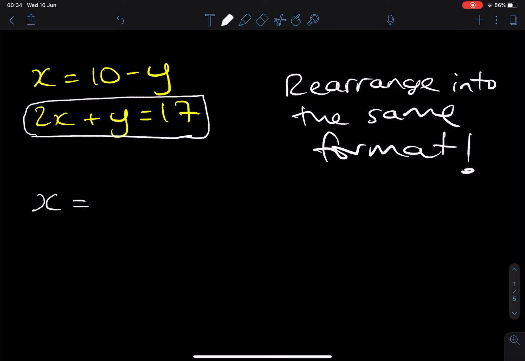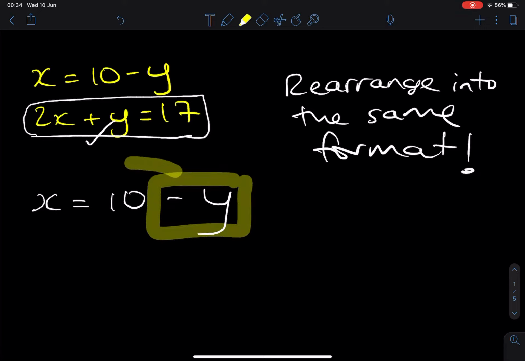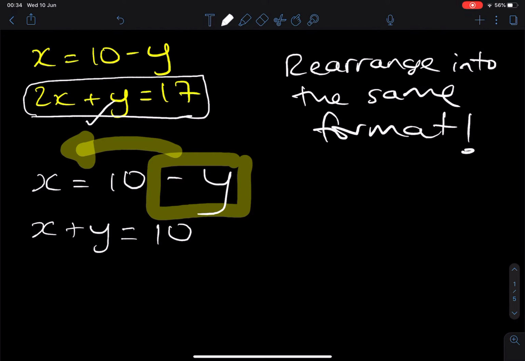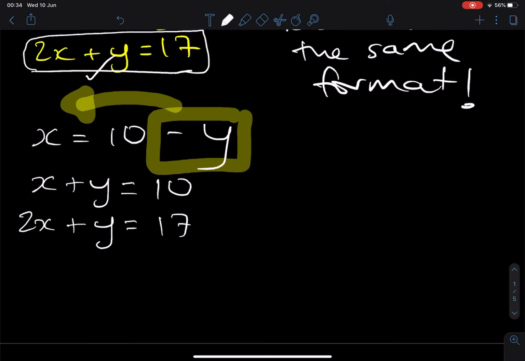So if I'm looking at x is equal to 10 minus y, if I want to make it into this format over here, what I want to do is move this over to the other side, and I do that by following the rules that I would do for a normal equation when I'm trying to solve it. I would do the inverse. So instead of minus y, I'm going to do positive y. So x plus y is equal to 10 stays the same, and these are both exactly the same, just rearranged. Now let me write down the second equation: 2x plus y is equal to 17, and then we can just solve it as normal.